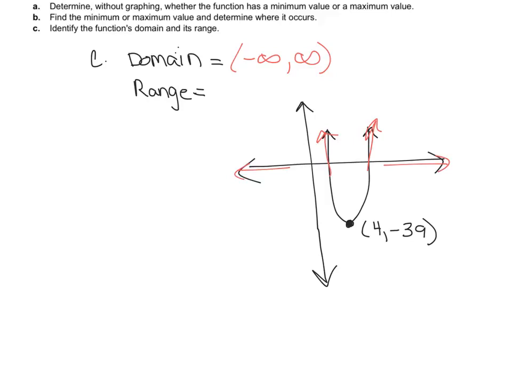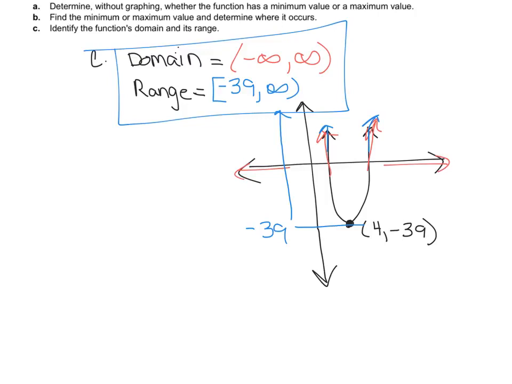Now the range is the set of all y values. So as you can see, the range starts at negative 39 and then goes up and up and up and goes on forever and ever because the tails of our graph continue on forever and ever. So the range is negative 39 to positive infinity. And remember, I have that bracket around the negative 39 and the parenthesis around the infinity sign. So those are our 2 solutions.